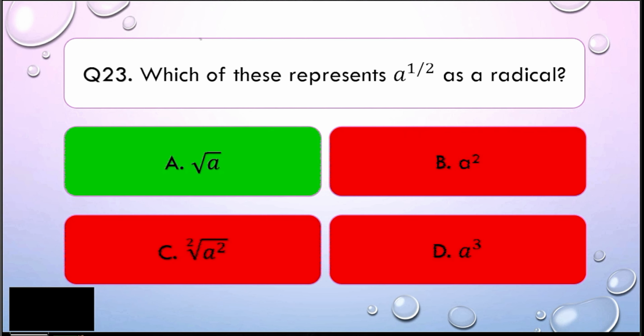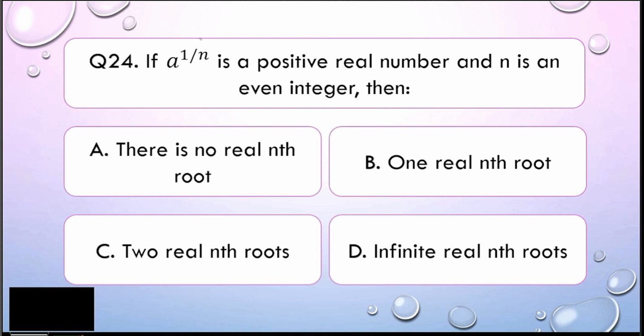Now let's go to question number 24. If a to the power of 1 over n is a positive real number and n is an even integer, then is it A, there is no real nth root, B, one real nth root, or C, two real nth roots, or D, infinite real nth roots? Okay, I'll give you 5 seconds to think about your answer.